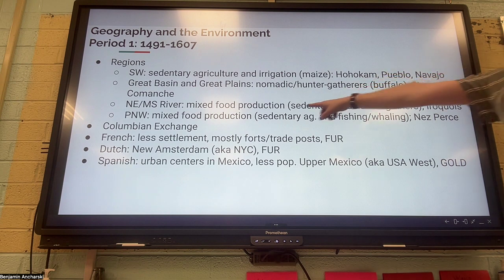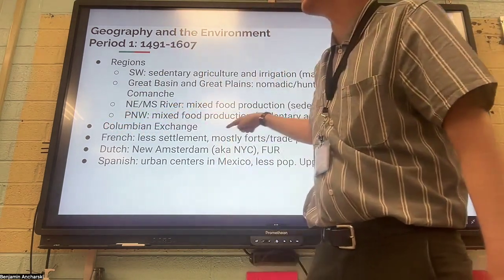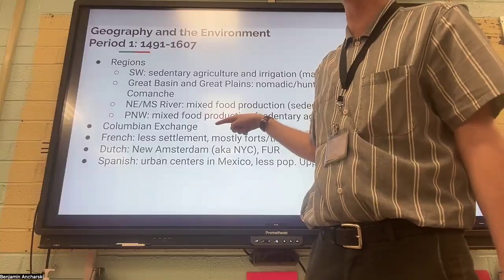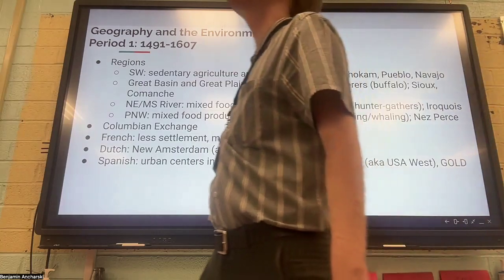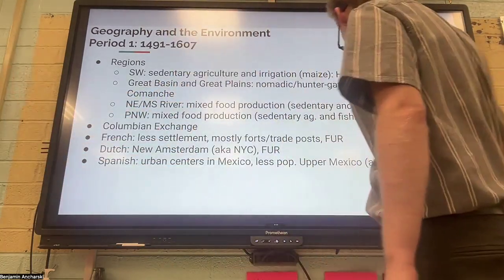The other major aspect of period 1 of the geography and environmental aspect of American history is the Columbian Exchange. Talk to your neighbor. What was the Columbian Exchange? What goods came from the Americas? What goods went to the Americas? Go ahead and talk to your neighbor.